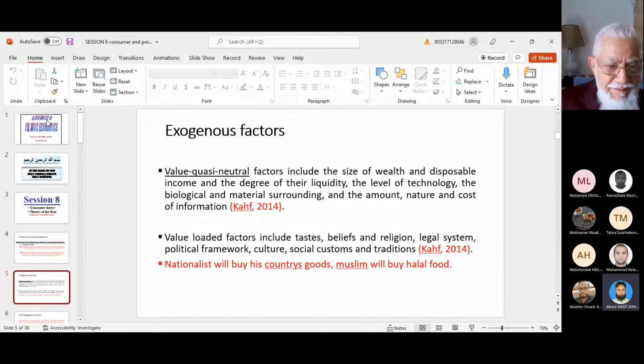So, the factors include the size of wealth, disposable income, and the degree of their liquidity, the level of technology, the biological and material surrounding, and the amount, nature, and cost of information. Value loaded factors include taste, belief, religion, legal system, political framework, culture, social norms, and traditions. For example, if a consumer is a nationalist, he will buy his country's goods. If a consumer is a Muslim, he will buy halal foods. He will avoid buying non-halal food.